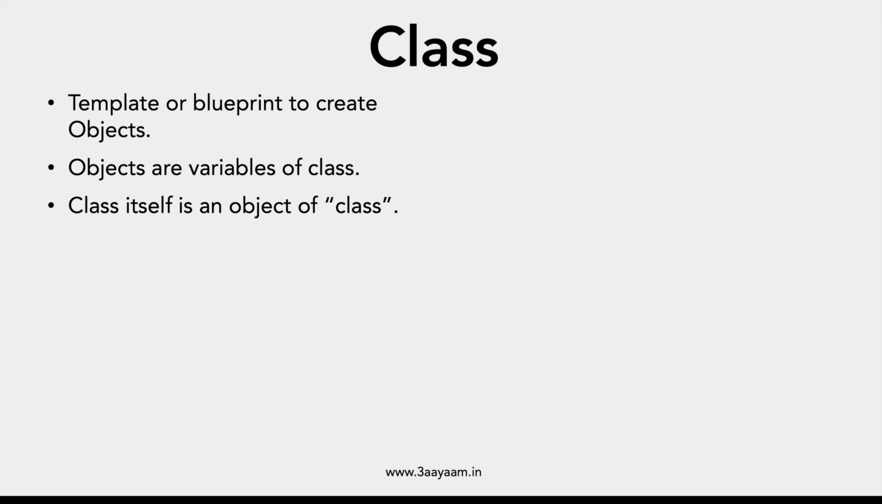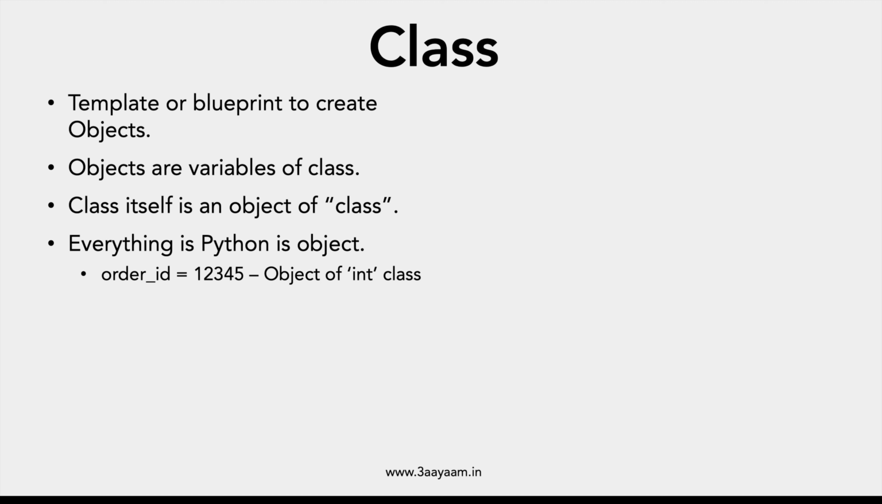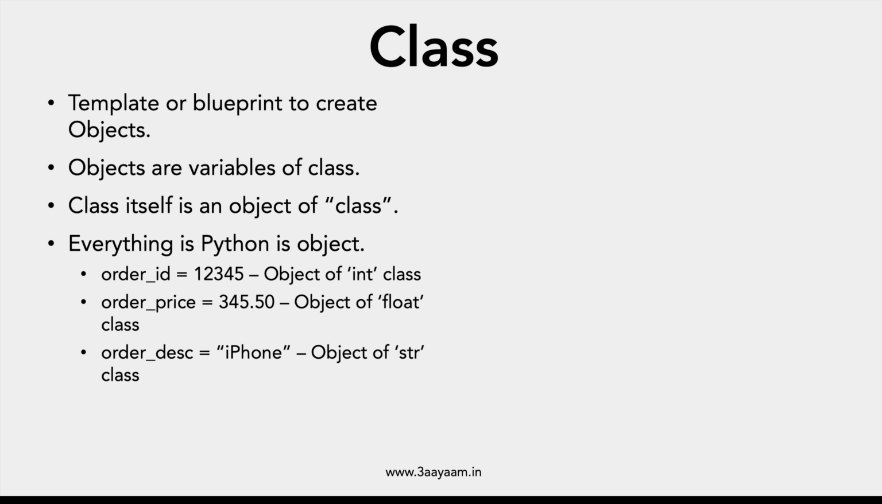And a class itself, by the way, is an object of class. As I told you earlier, in Python everything is an object. So whatever class we create is also an object of class. When I define order id equal to 12345, the order id variable is an object of the int class. Similarly, when I define order price equal to 345.50, order price is an object of the float class. And order description, which is a string, is an object of the string class.